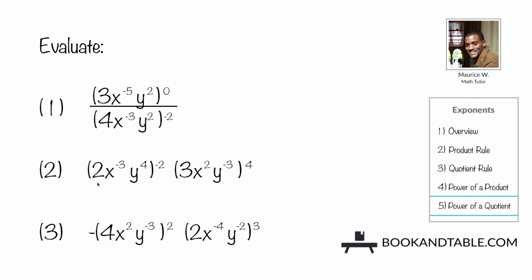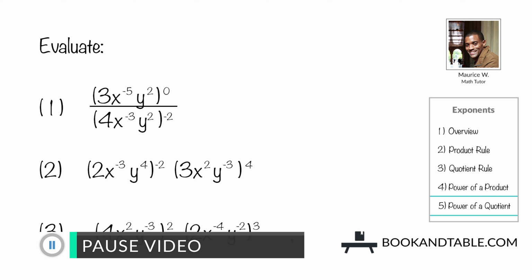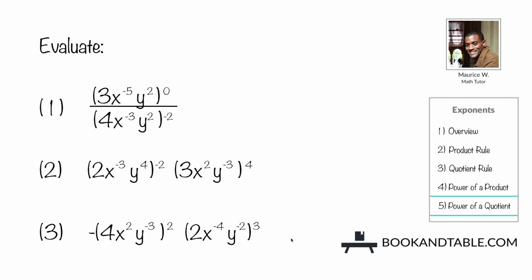Question number 2, 2x to the negative 3, y to the 4th to a power of negative 2 times 3x squared, y to the negative 3 to a power of 4. And question number 3, negative 4x squared, y to the negative 3 to a power of 2 times 2x to a negative 4, y to the negative 2 to a power of 3. Pause the video, answer these questions, and then press play when you are ready to begin.